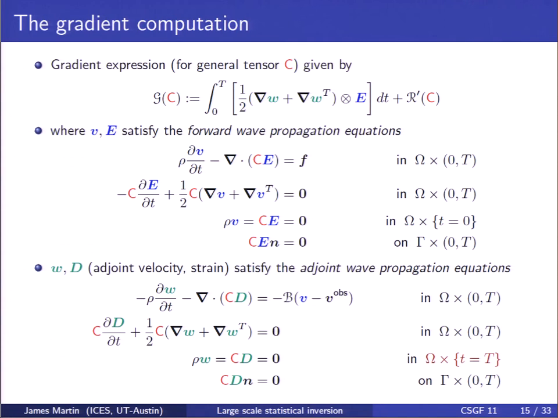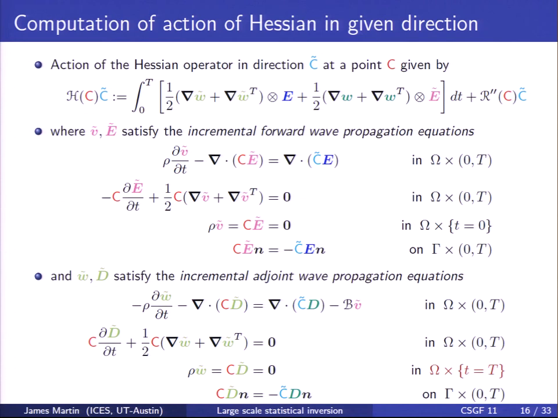This is the so-called adjoint wave equation for people that have seen this. And then using both the green and the blue, we can assemble the gradient at the cost of one additional PDE solve. All right, so this is a tractable thing to do. One more slide of dense equations.